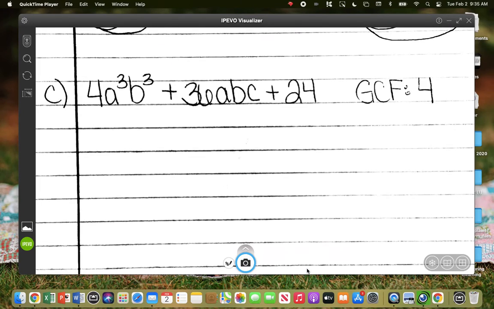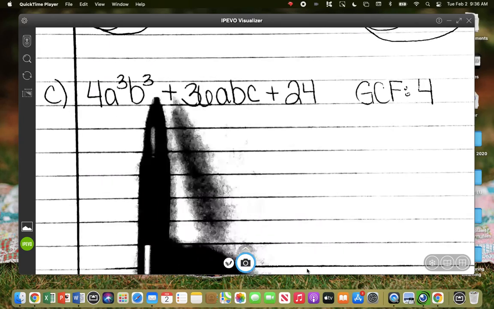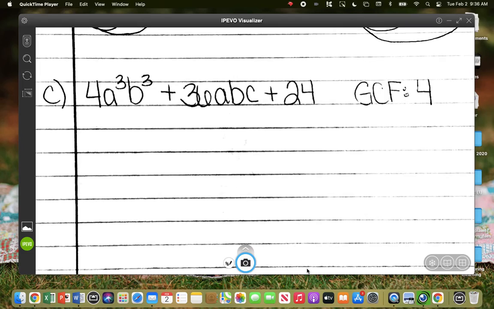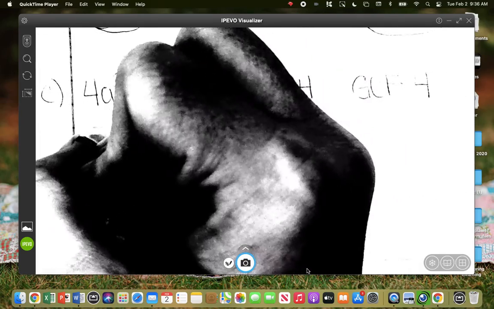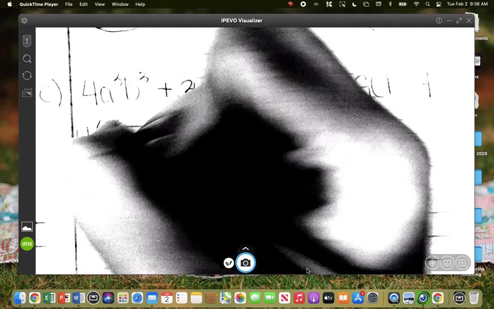Now look at the variables. All right, I see A's, B's, and C's throughout this. Do all 3 terms have an A? Do all 3 terms have a B? Do all 3 terms have a C? So do we have any variables that are common here? Even though these first 2 terms have A's and B's, the third one doesn't, so therefore there's no common variables on that one. So the only thing that we can do on this one for our common factor is take out a 4.